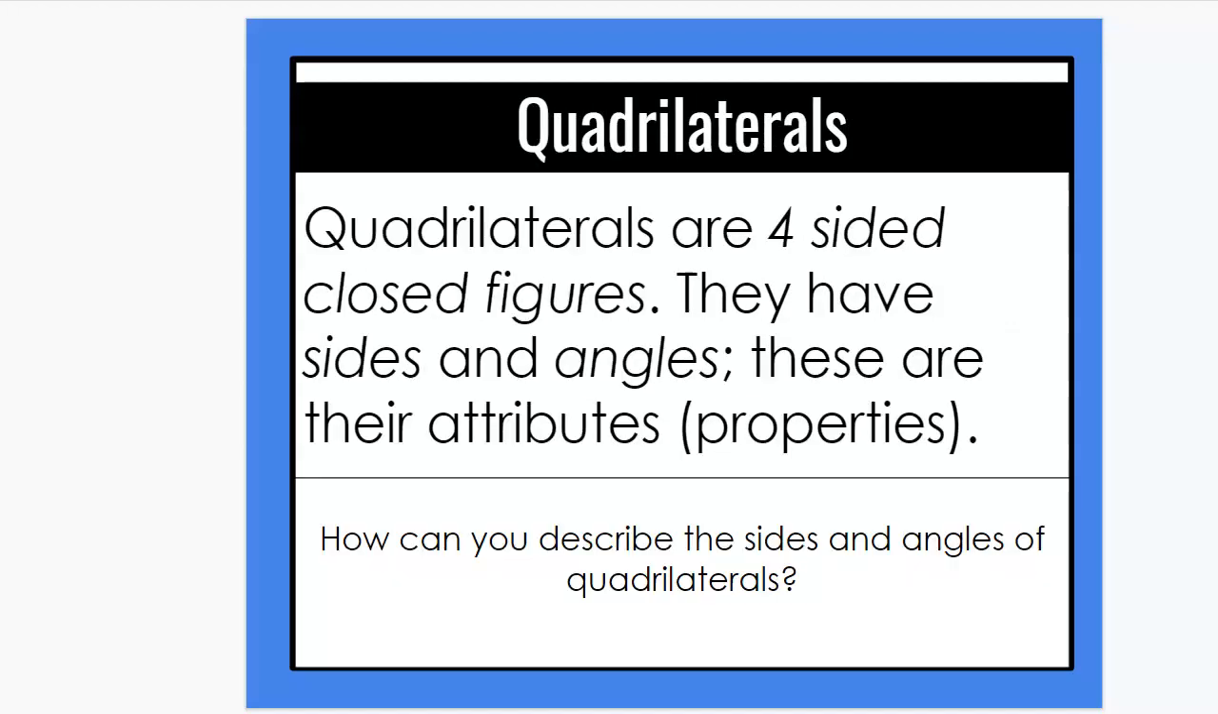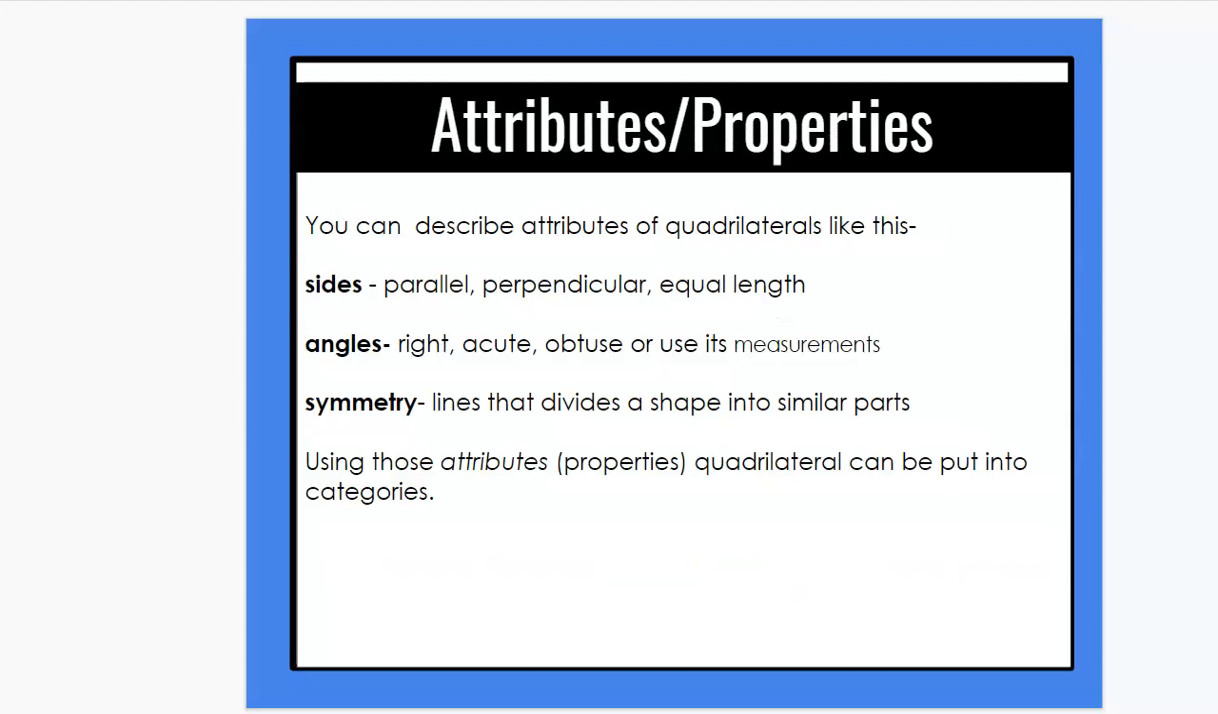Okay, well, quadrilaterals are 4-sided closed figures. They have sides and they have angles, and these are their attributes, which is another name for properties. All right, then we ask, how can you describe the sides and the angles of quadrilaterals? All right, well, you can describe them by looking at the sides and deciding if they're parallel or if they're perpendicular. Are the sides equal in length or not?